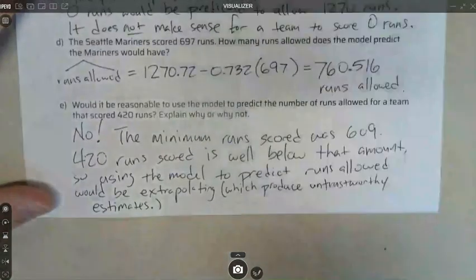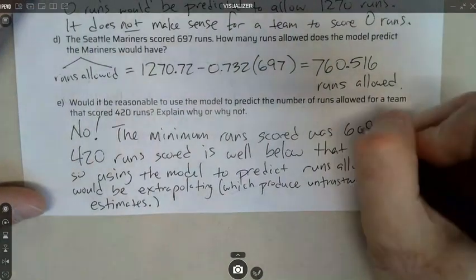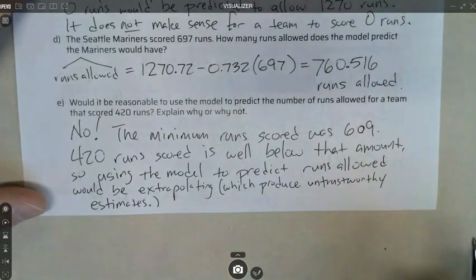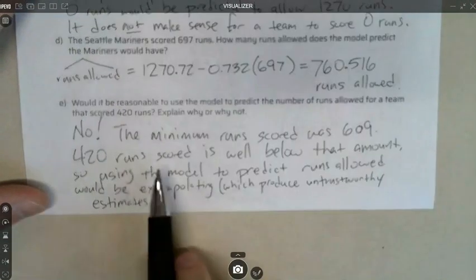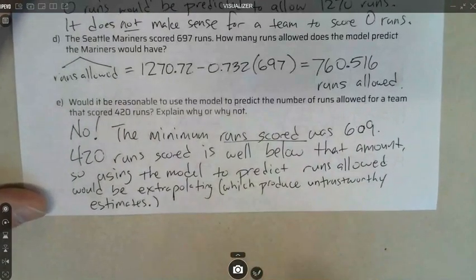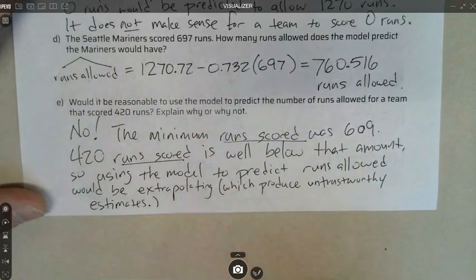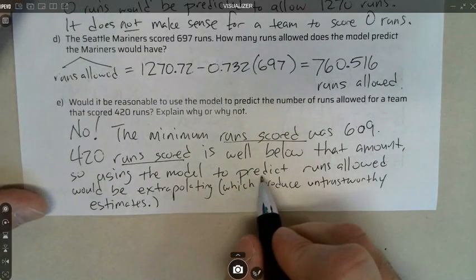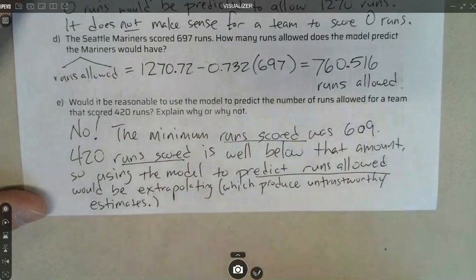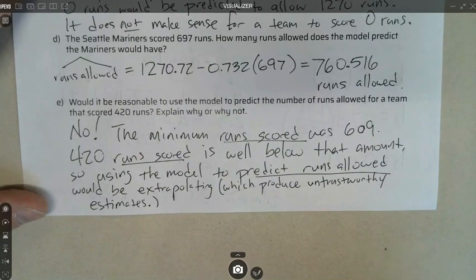Now notice something that I'm using a lot here in this response is context. It's always a good idea in AP statistics to write in context as much as you can. So I'm talking about the minimum runs scored, and that was 609. So 420 runs scored is well below that amount. So using this model to predict runs allowed would be extrapolating. Definitely throw that context in there as much as you can.